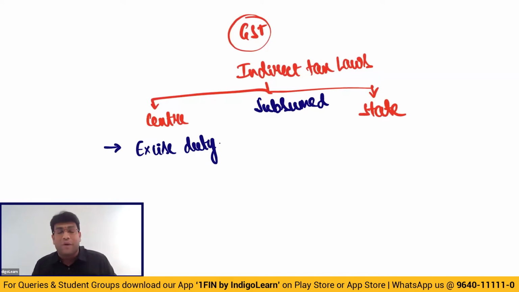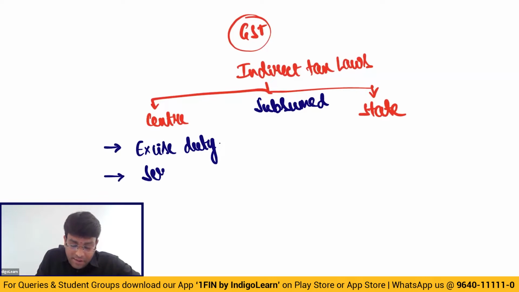But apart from that, there is one product on which central excise duty is levied and GST also is levied. That is nothing but tobacco products. In case of tobacco products, both central excise duty and GST are being levied. So what was excise duty levied for? Excise duty was levied for manufacture or production of goods. Second, service tax.